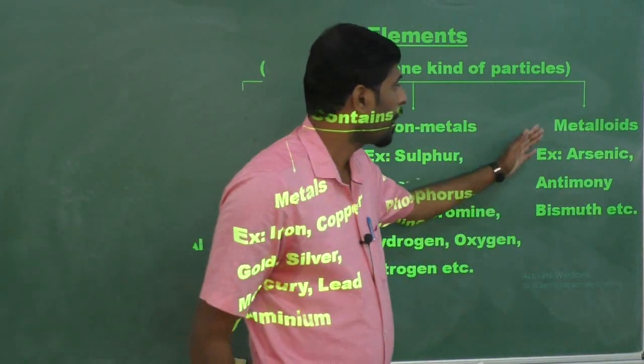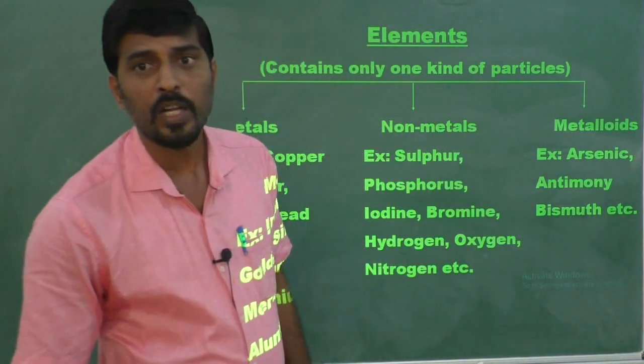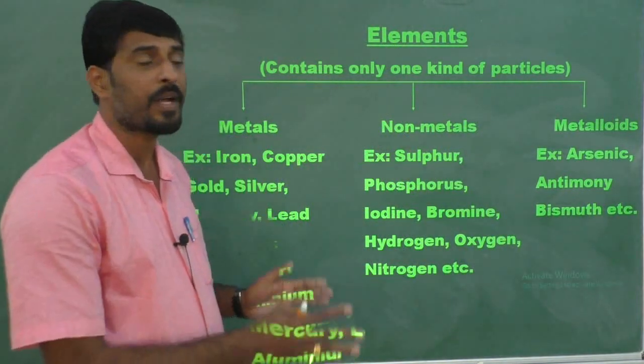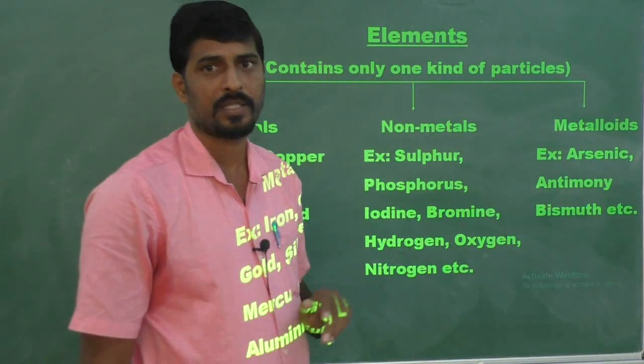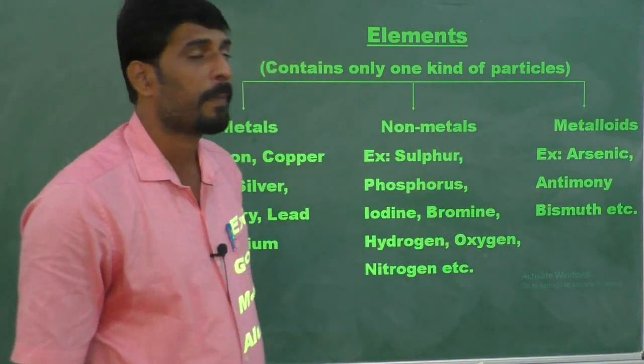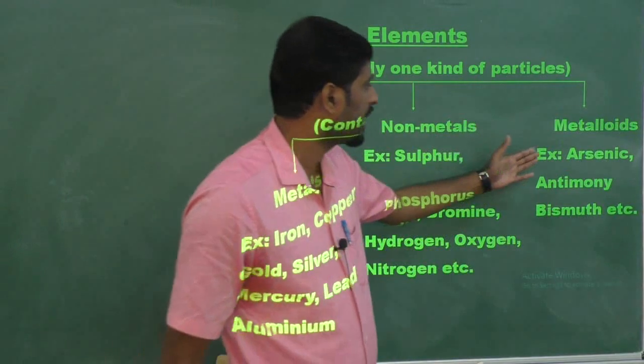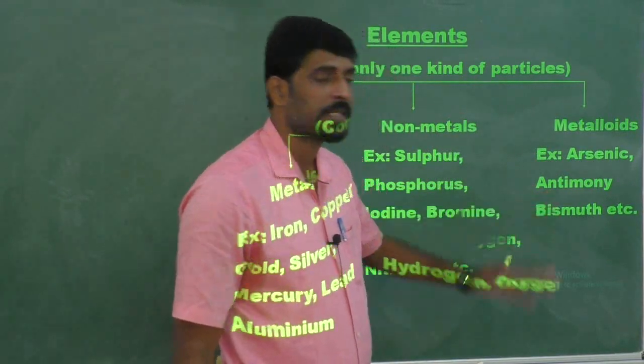Next, come to the metalloids. Metalloids are those substances which have properties of both metals and non-metals, and those are called metalloids. The best examples are arsenic, antimony, bismuth.